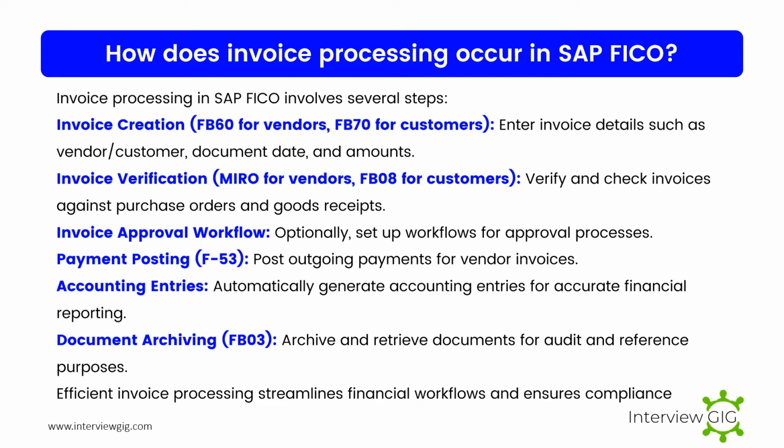Payment posting: F53 to post outgoing payments for vendor invoices. Accounting entries: automatically generate accounting entries for accurate financial reporting. Document archiving: FB03 to archive and retrieve documents for audit and reference purposes. Efficient invoice processing streamlines financial workflows and ensures compliance.